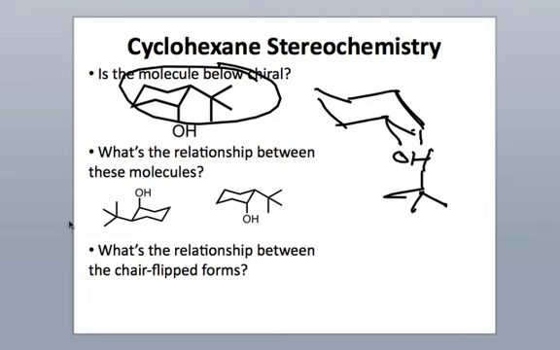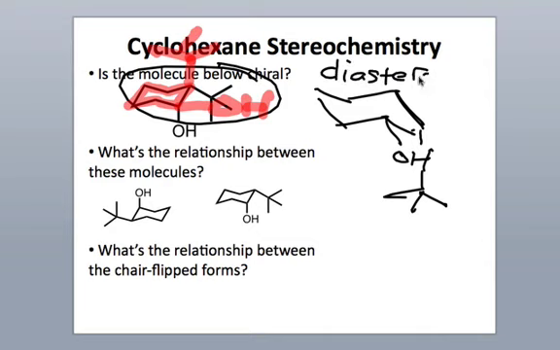Well, we could turn the ring around and match up the two rings with each other, but then the substituents would not match. If we did that, then the tert-butyl group would be up here pointing axially, and the OH would be pointing equatorially here. So even if we got the ring to match up, we couldn't get the substituents to match. And beyond that, these two are not mirror images of one another. Thus, because they're non-superimposable and they're not mirror images of one another, we know that those two molecules must be diastereomers.